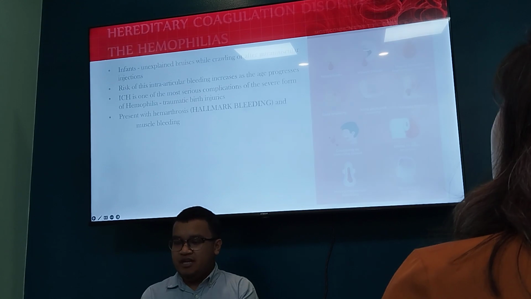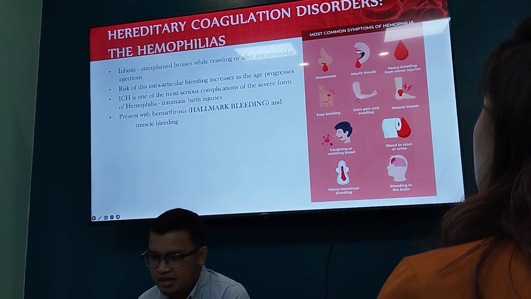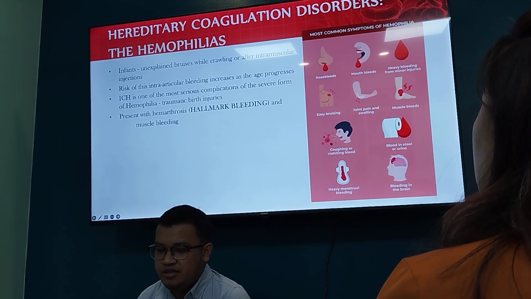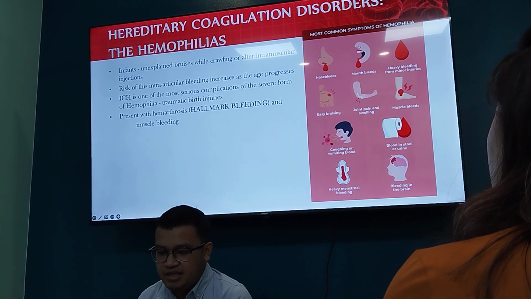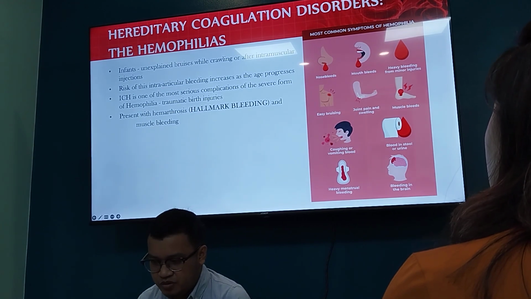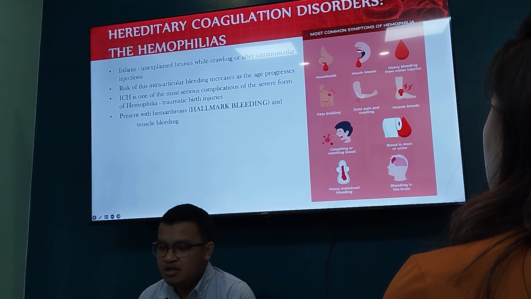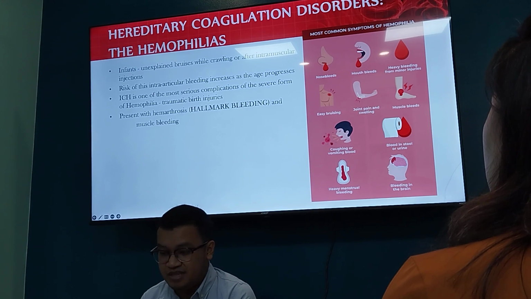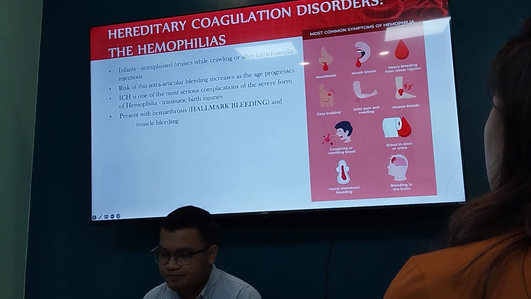Alright. So the infants with hemophilia can develop unexplained bruises while crawling or after intramuscular injections of vaccines. The risk of intra-articular bleeding increases as the age progresses. Intracranial and extracranial hemorrhages are one of the most serious complications of the severe form of hemophilia, commonly associated with traumatic birth injuries. The patients are more likely to present with hemarthrosis, that's a hallmark bleed, and muscle bleeding.